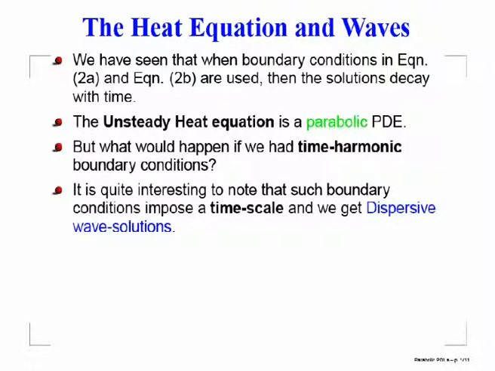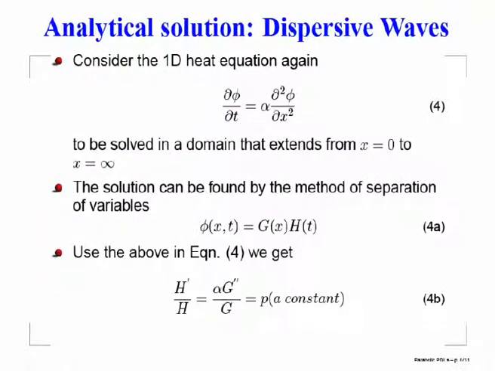So, I basically have the ability to tweak the problem and introduce some kind of a time scale. That is what we mean by time harmonic boundary condition. And what happens then? Well, the moment you introduce a time scale, you will get a dispersive wave solution. And how do you get it is what we are talking about now.